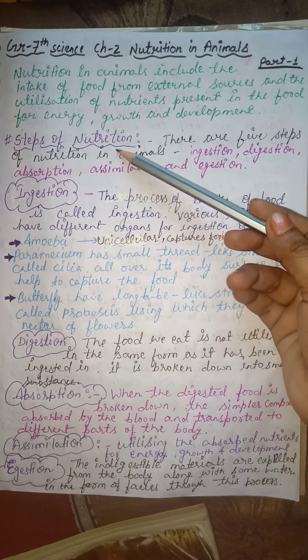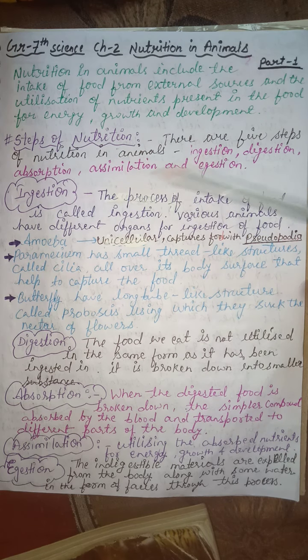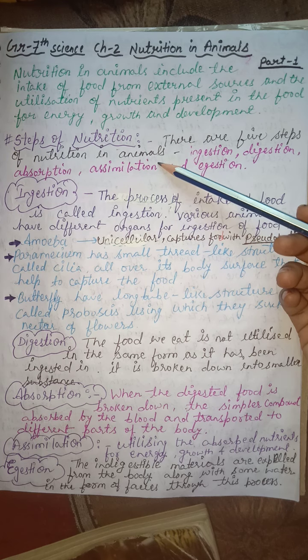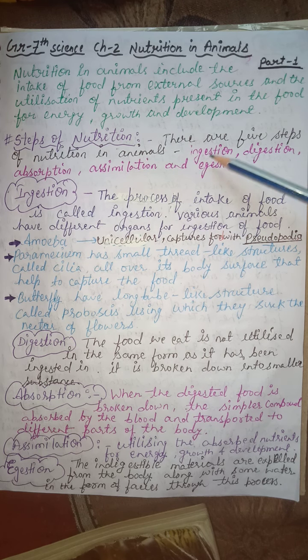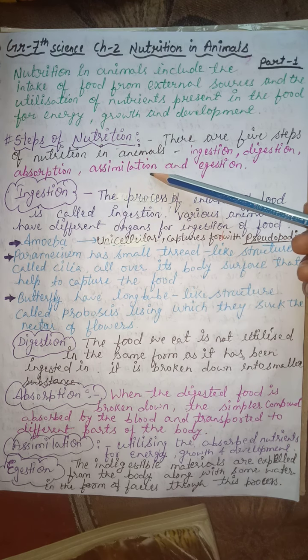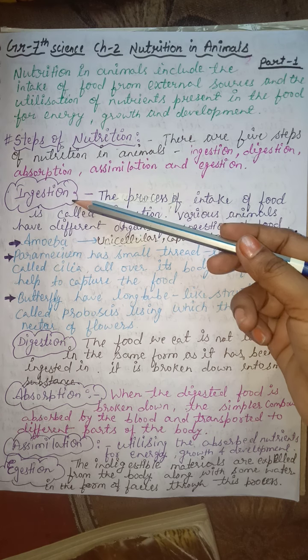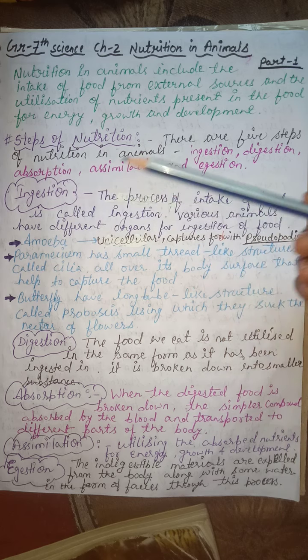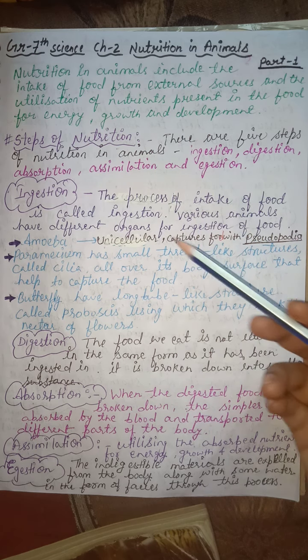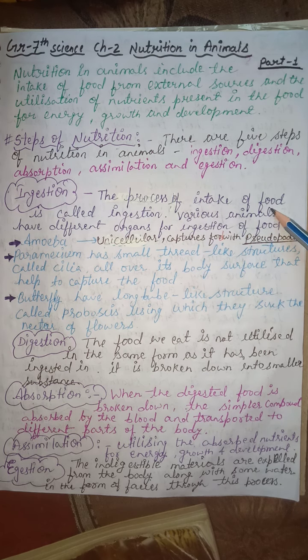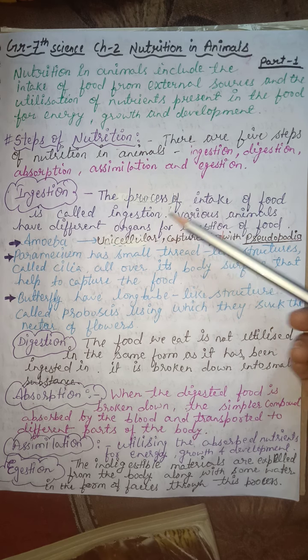Now, steps of nutrition. There are 5 steps of nutrition in animals. What are these 5 steps? First one is ingestion, digestion, absorption, assimilation and egestion. First we will discuss about the ingestion. Ingestion means to take food. The process of intake of food is called ingestion.